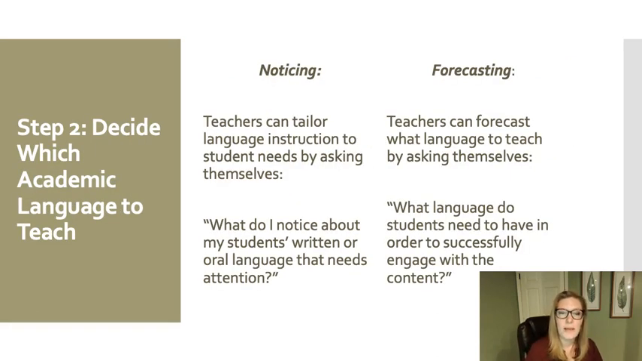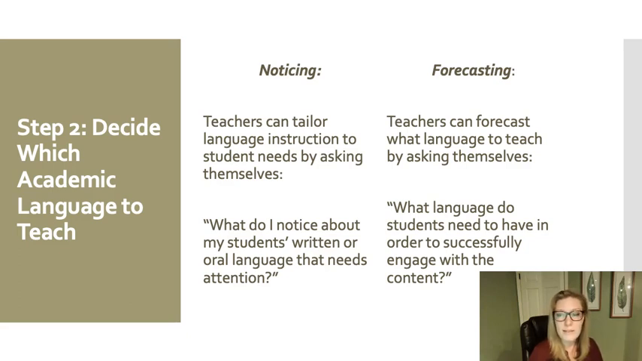Step 2 of writing ALOs is you need to decide which academic language to teach. We do this in one of two ways. The first way is noticing. Teachers can tailor language instruction to students by asking themselves, what do I notice about my students' written or oral language that needs attention? The second way that teachers can decide which academic language to teach is through forecasting.